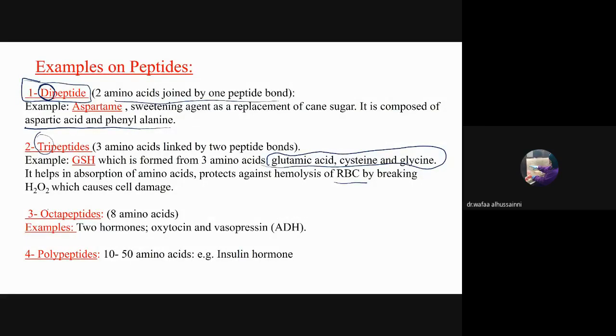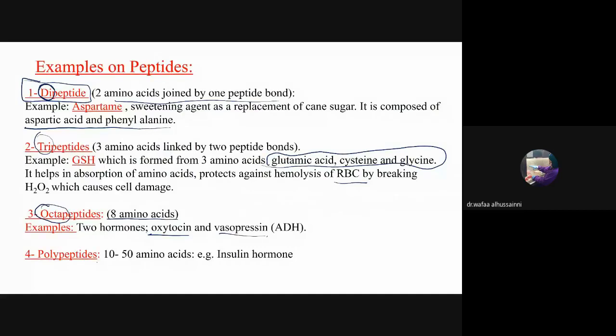We have octapeptides. Octa means 8, which means it has 8 amino acids. If it has 8 amino acids, then how many peptide bonds do we have? 7. An example of that are hormones such as oxytocin and vasopressin. Vasopressin is the anti-diuretic hormone.